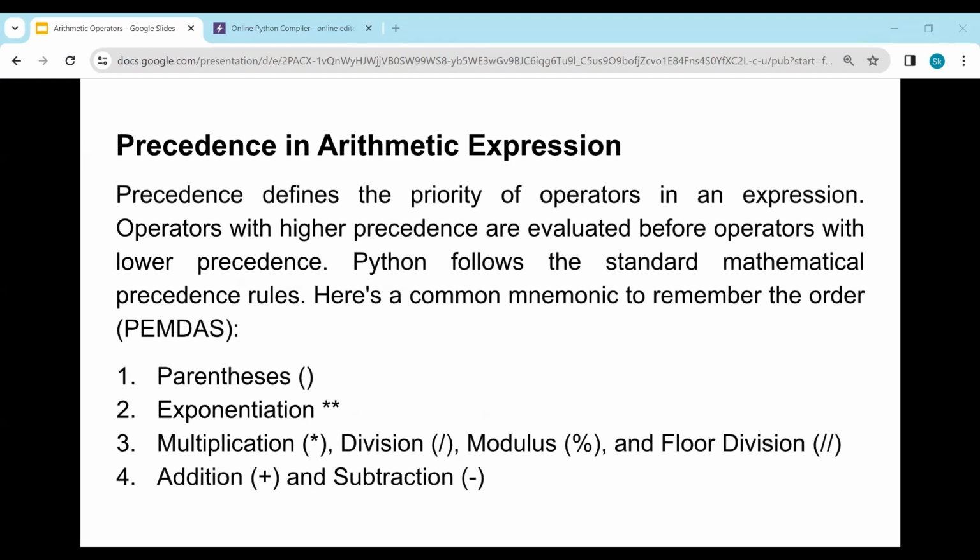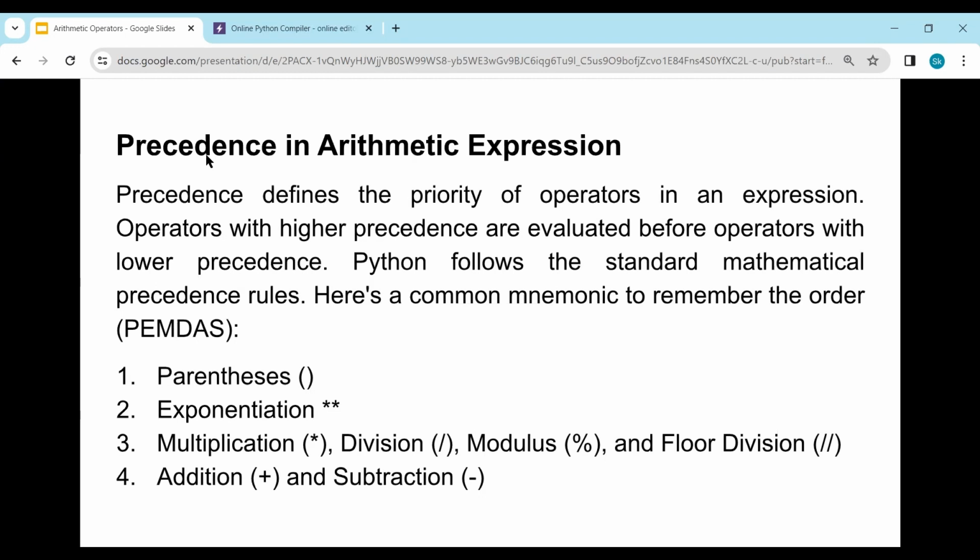Hello, I am Omega. I will explain precedence in arithmetic expressions. Precedence defines the priority of operators in an expression. Operators with higher precedence are evaluated before operators with lower precedence. Python follows the standard mathematical precedence rules. Here's a common mnemonic to remember the order: PEMDAS: parentheses, exponentiation, multiplication (asterisk), division (slash), modulus (percent), and floor division (slash slash), addition (plus), and subtraction.